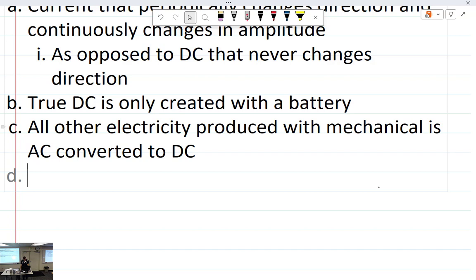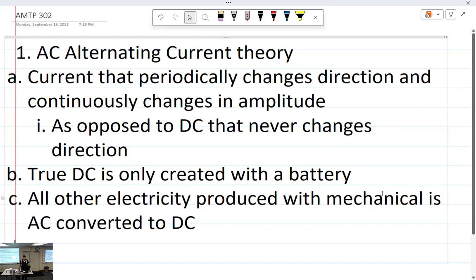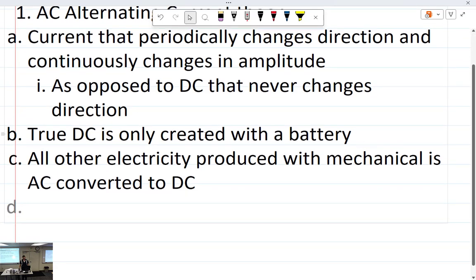Hadn't thought of that. So that is true DC. Could that be considered true DC then? Could you run DC stuff off of your solar panels? No problem? Yeah, pretty sure. So then true DC is not only created with a battery. I don't know. I hadn't thought of that. Well, solar's pretty new.